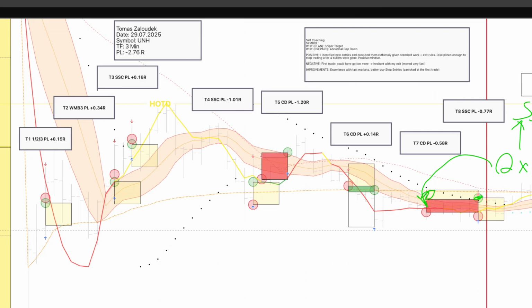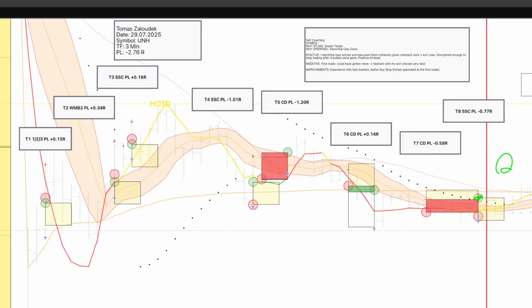Unfortunately, the second I get in, it immediately goes down and takes me out at minus 0.77 R, and I lose minus 0.58 R. And that's it for the day because I had four bullets, four betting units for that day, and at that time I had no bullets left, so I had to stop trading.